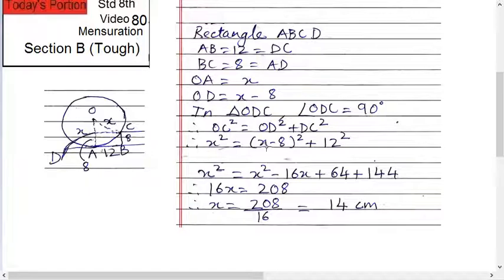Therefore x square equals, solve this, x square minus 16x plus 64 plus 144. So this, add them, you get 16x. This x square gets cancelled and take 16x on this side. You get 16x equals, total of this is 208. So x equals 208 upon 16, that is 14. So radius, what is x? x is the radius. Therefore the radius of the hoop is 14 centimeter.